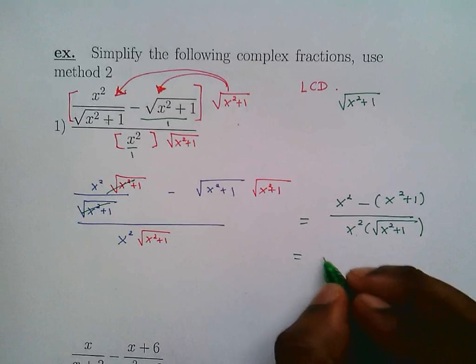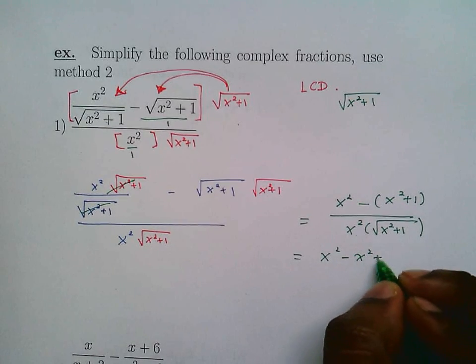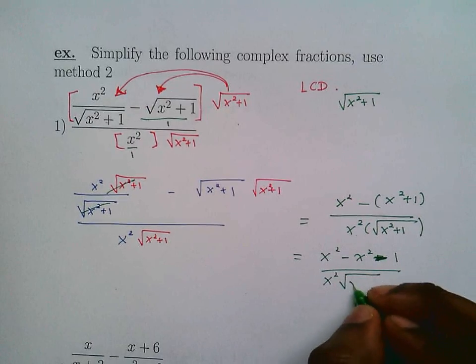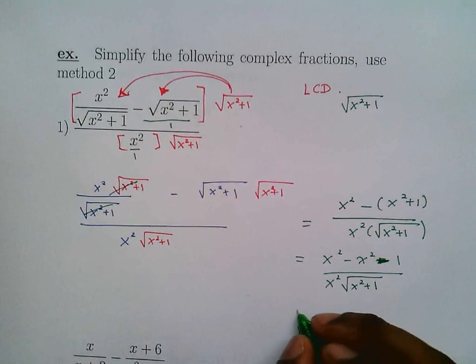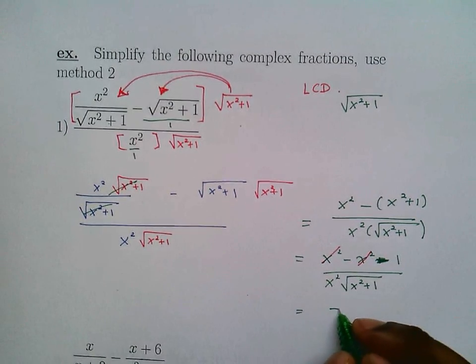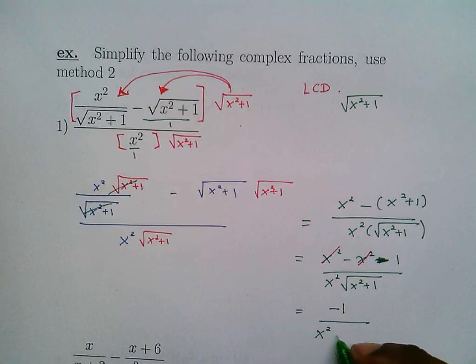Now here you have x squared minus x squared plus minus 1, and then that goes off. You get negative 1 over x squared square root of x squared plus 1.